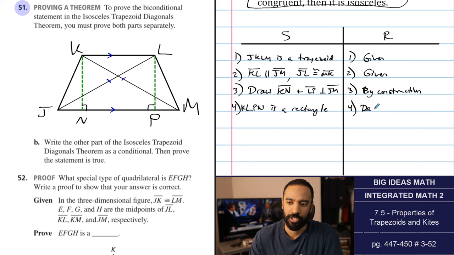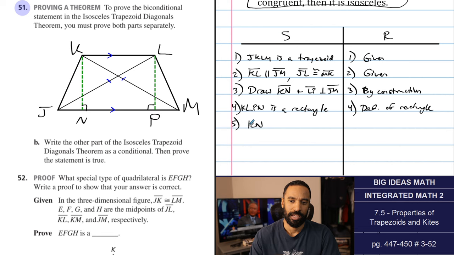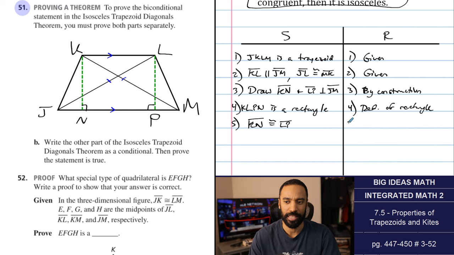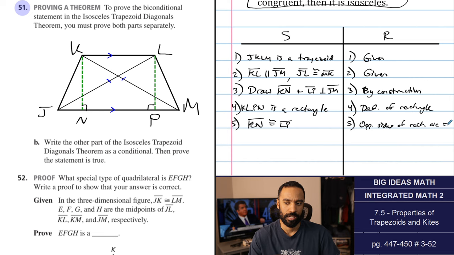The only reason why I'm saying definition of rectangle is that now I want to say that KN is congruent to LP. Basically, they're also the heights of a trapezoid. Heights of a trapezoid are congruent, but I'll just say opposite sides of rectangle are congruent. Maybe I could have said that and that would have been fine.